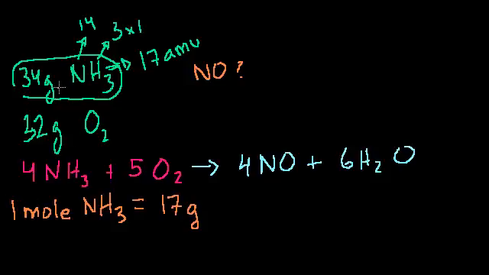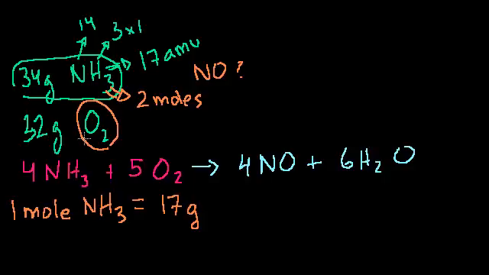So how many moles of ammonia are we given? We're given 34 grams of ammonia. 1 mole is 17 grams. So we're given 2 moles, right? 34 is 2 times 17. So this is 2 moles. We're given 2 moles of ammonia. Let's see how much oxygen we're given, or how much of the molecular oxygen we've been given in this case.